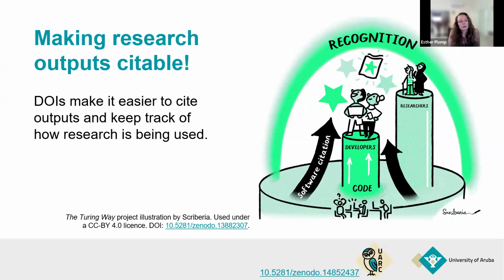Another benefit of these DOIs is that they make research outputs citable. You can see that for publications, we can keep track of who is using what research thanks to these DOIs, because you can do it in an automated way, as all of this is machine readable. So now you can also, for example, in the image, keep track of how software is used by software citations.